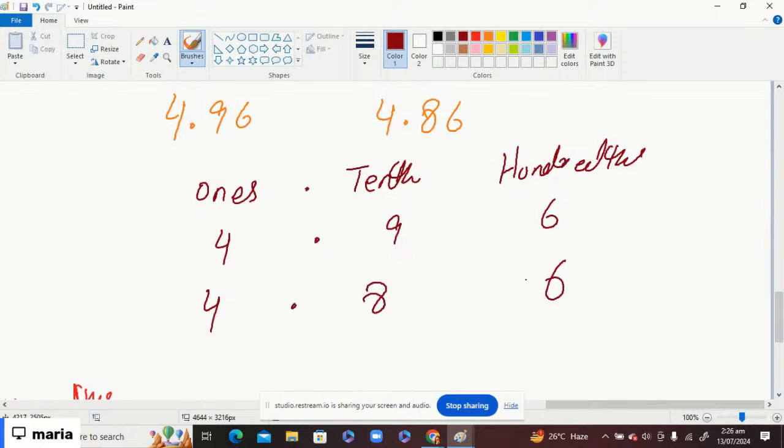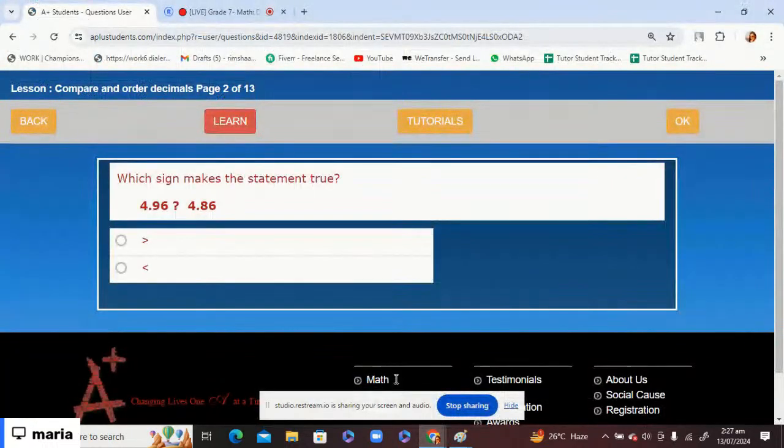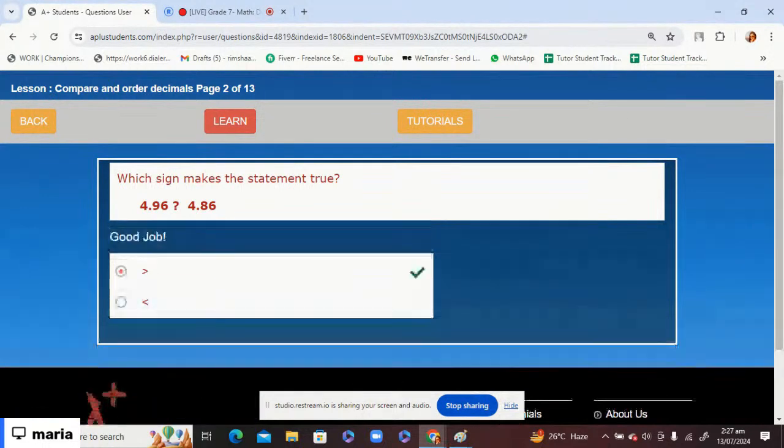Check it out, all the digits. The first digit, which is 4, in both values in the ones place, these are the same, like 4 and 4. The tenths place digit is 9 and 8. One is 9 and the other is 8. So which one is greater? 9 is greater as compared to the 8. So we can say that 4.96 is greater and 4.86 is less. So here we go: 4.96 is greater as compared to 4.86. All right.